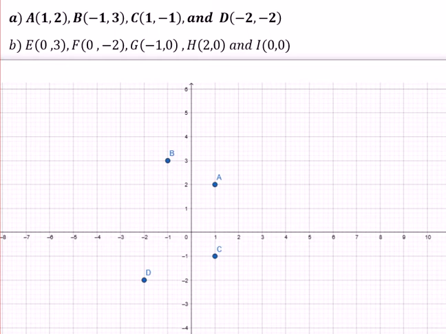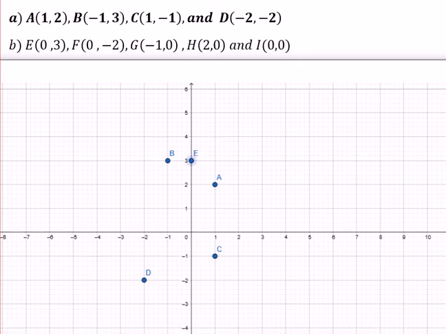Now let us go and solve part B. In part B, guys, you can note that all of them include 0. If you start with point E, it's 0, 3. What do we mean by 0, 3? Since the first coordinate is 0, this means that we cannot move on the x-axis. So for x, we have to stay at the origin and we go 3 upward. And so E is 0, 3, so E is here.